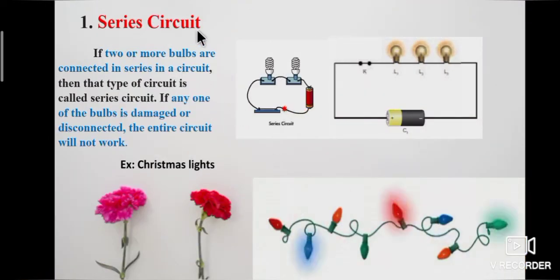First we'll see series circuit. If two or more bulbs are connected in series in a circuit, then that type of circuit is called series circuit. If any one of the bulbs is damaged or disconnected, the entire circuit will not work. Example, decoration lights.